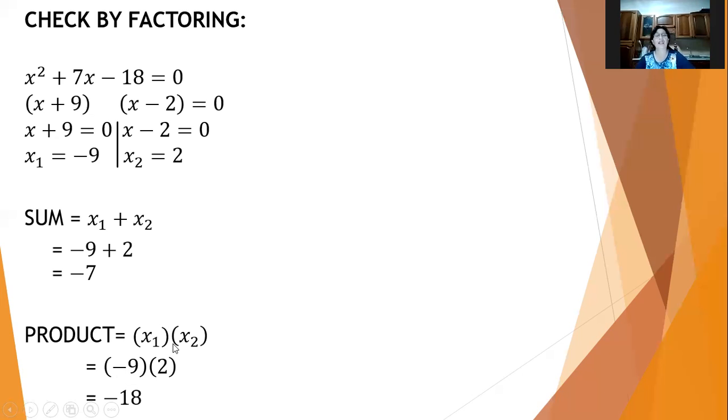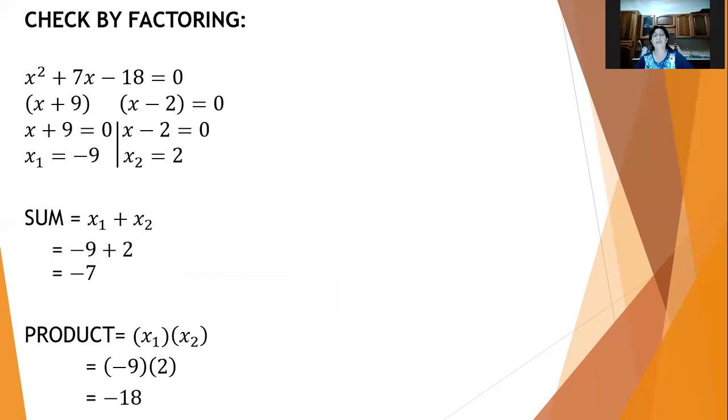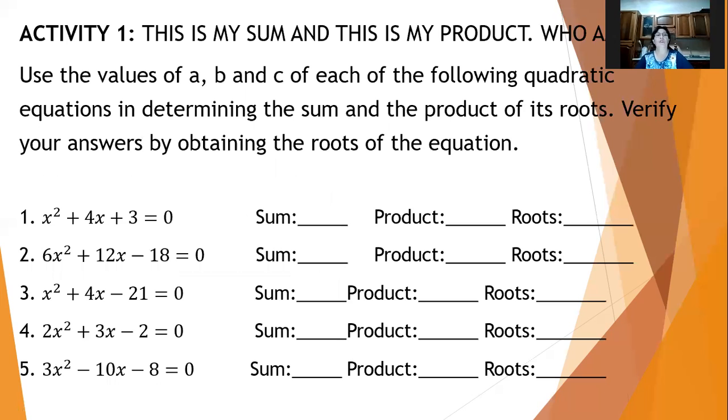Let us check if that is correct for the first solution. Negative 7 and negative 18. Okay, they are the same, negative 7 and negative 18. Okay? You can choose any method. Now, this is your activity.